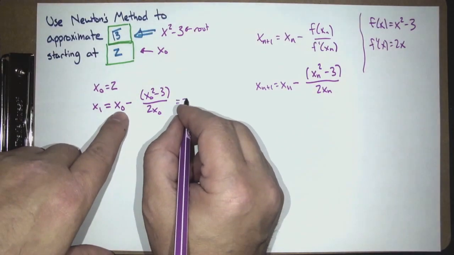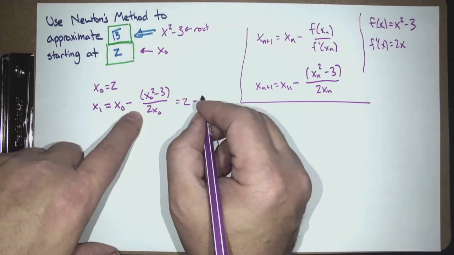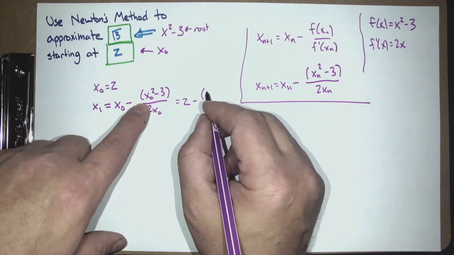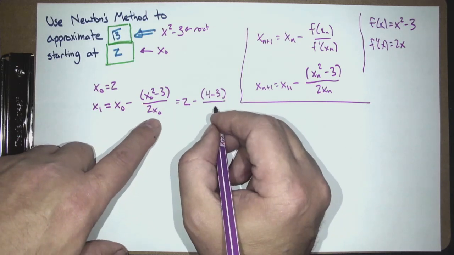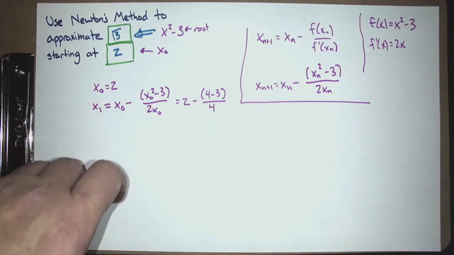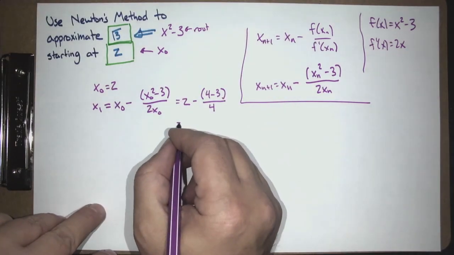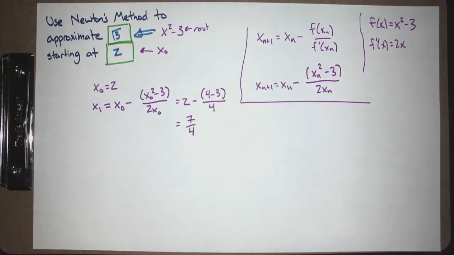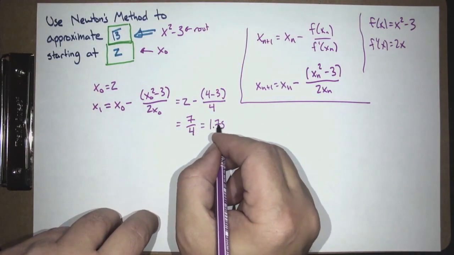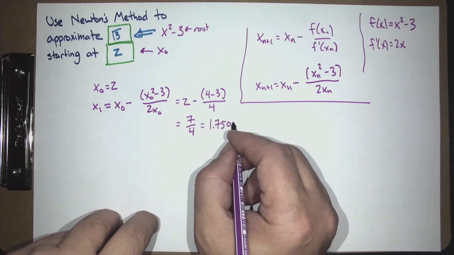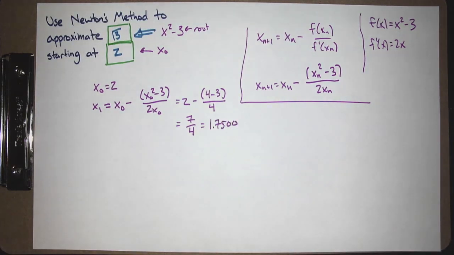So that becomes 2 minus 2 squared minus 3. So that's 4 minus 3 over 2 times 2, which is 4. Okay, 4 minus 3, 1. So it's 2 minus a fourth, which is 7 over 4. Because 2 is 8 fourths. 8 fourths subtract 1 fourth is 7 fourths. And I know how to do this for the engineering students. That's 1.7500. And that is closer to the square root of 3 than 2 is. All right, so I said we'll go for x2. Okay.